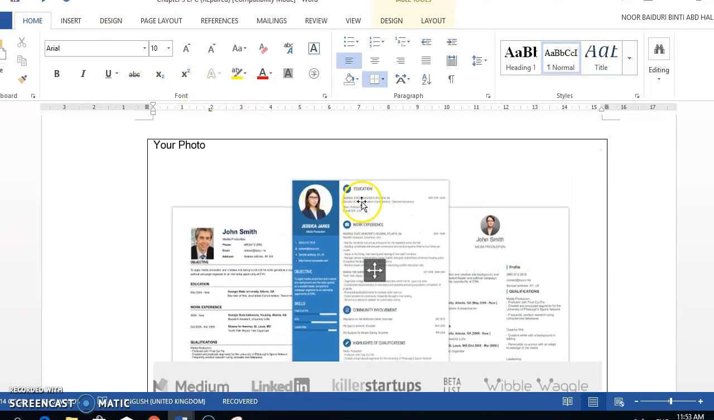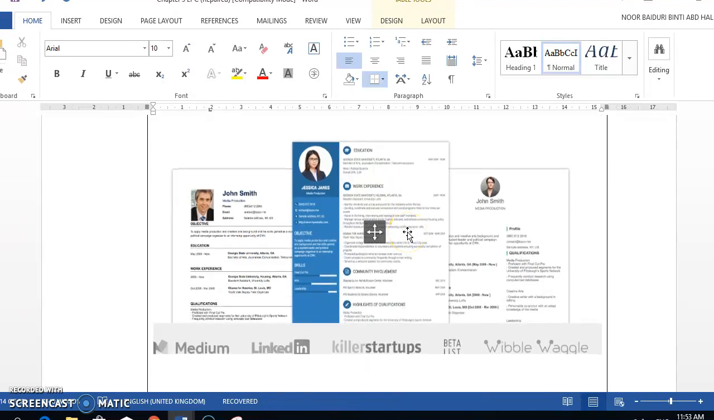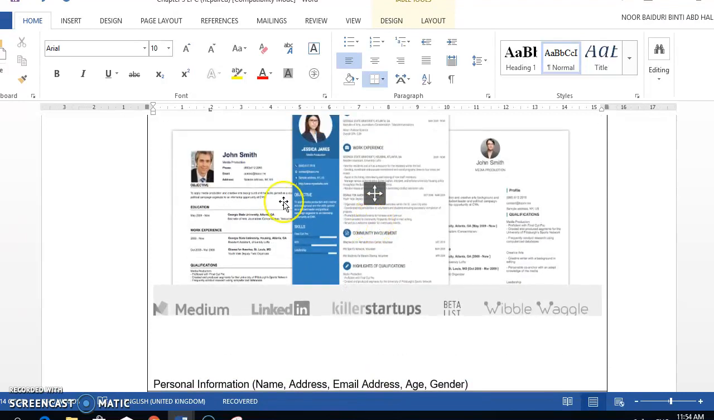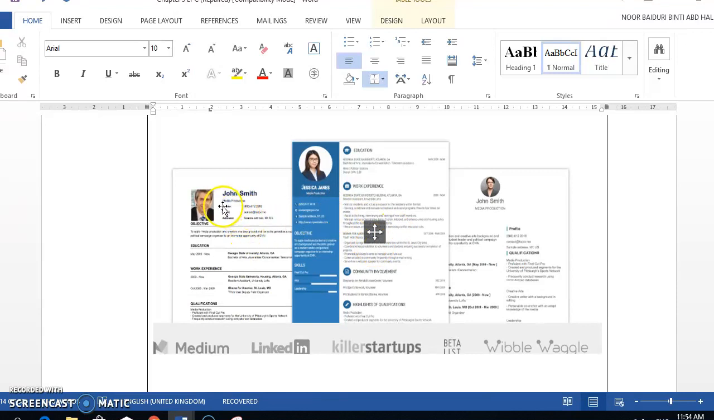The first item would be your photo. Okay, you cannot simply use any kinds of photo that you have. Okay, you need to actually make proper preparation for this. So you can see at my examples here, you can put your photo at the top left side of your resume, or you can also put it in the middle of your resume, like this one.